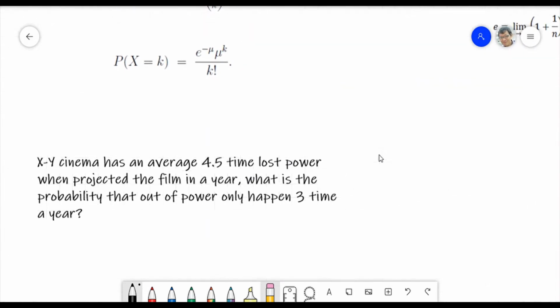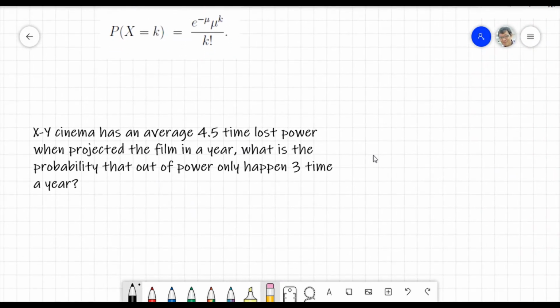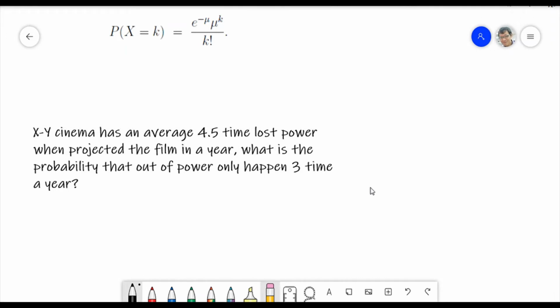This example I made myself, of course, not copied from others. XY cinema has an average of 4.5 power losses per year while projecting films. I experienced this once in a cinema: suddenly it's out of power while the film is showing. It's very, very annoying. You just stay there in the dark, you cannot go out, and you expect the power to come back immediately, but who knows.